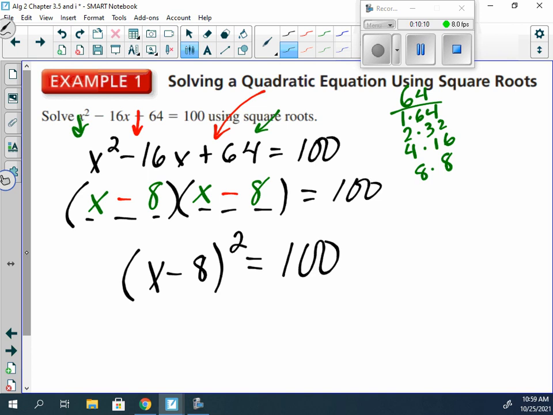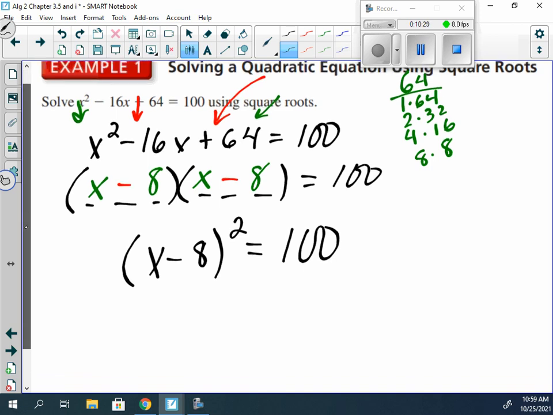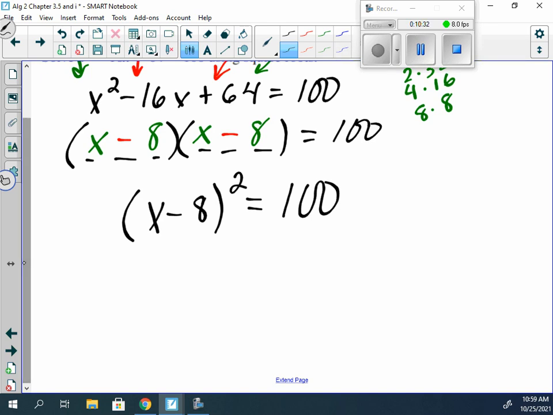This here, this x squared minus 16x plus 64 is what we call a perfect square trinomial. Perfect square trinomials, when factored, can be rewritten as a single set of parentheses squared, because what's inside both parentheses will be the exact same thing. Well, we have a set of parentheses squared, yes? By itself, so we can use what? The square root method. I could square root both sides.